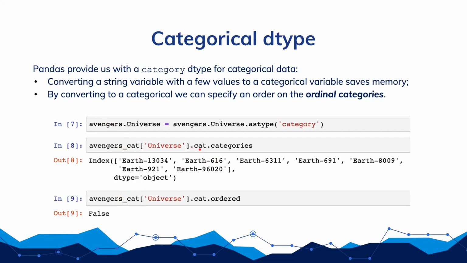But this .cat is actually a pandas thing. So it's a pandas method, which allows you to get these categories and ordered methods. Okay? Any questions so far? Sorry about the confusion.